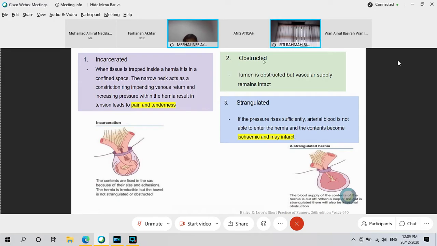As for strangulated hernia, the compression or twisting will increase the pressure within the hernia. So when the pressure rises sufficiently, the arterial blood is not able to enter the hernia, and that part of the content becomes ischemic and may infarct, which is why the symptom of pain is seen in some patients.